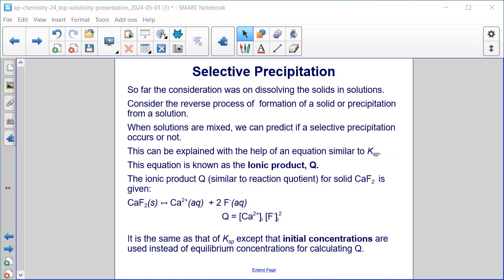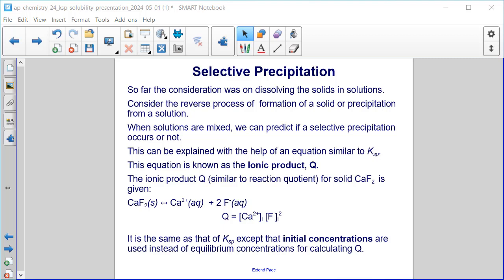So far, we have just considered dissolving solids in solutions. Let's consider the reverse process, or the formation of a solid or precipitation of a solid from a solution. When solutions are mixed, we can predict if a selective precipitation occurs or not. And we can explain it with the help of an equation similar to what we've used for KSP. That's known as the ion product, or Q.